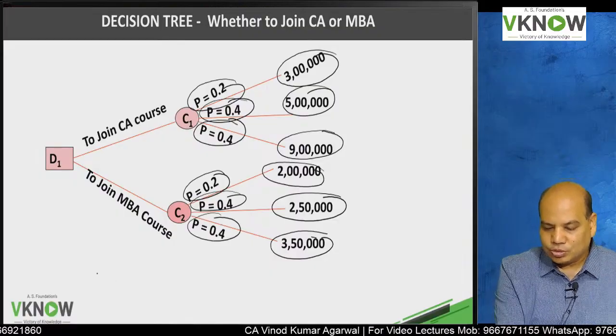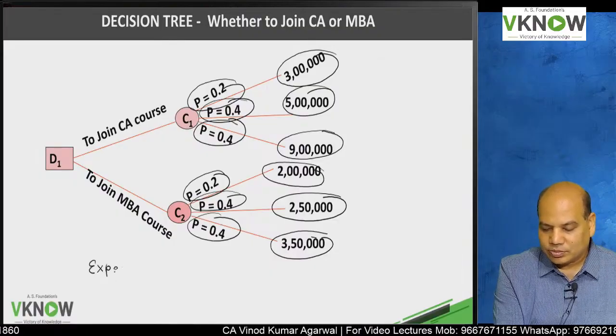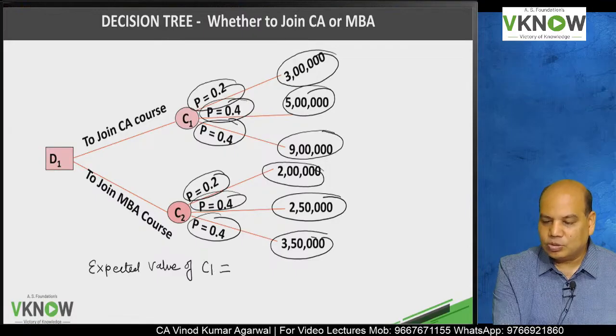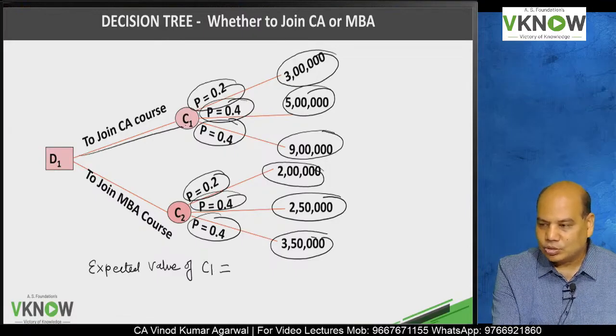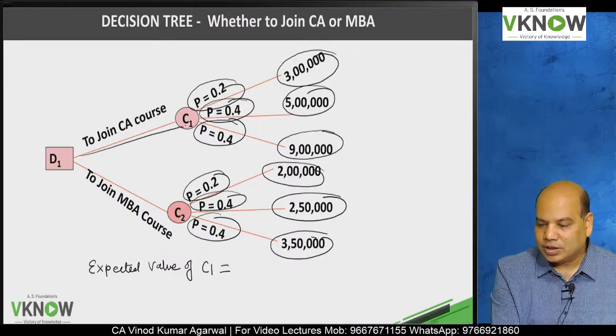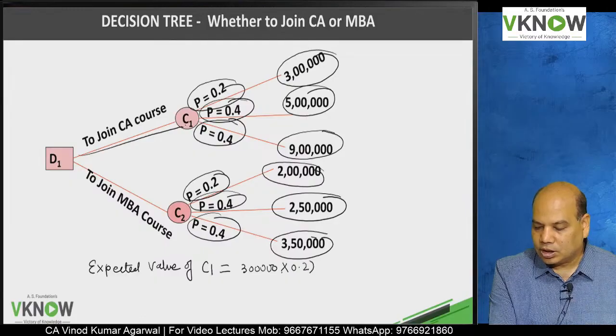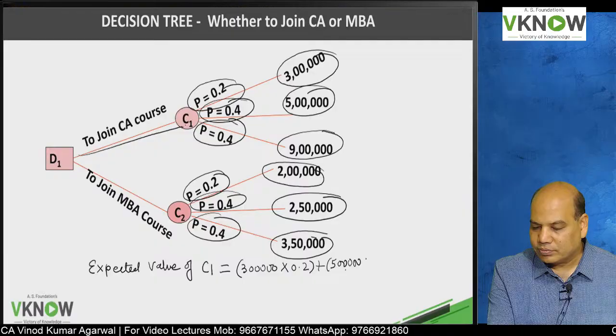So then I am going to calculate the expected value of C1. What do you mean by C1? C1 means to do CA course. Expected value means I will take all the outcomes and I will multiply by their probabilities.